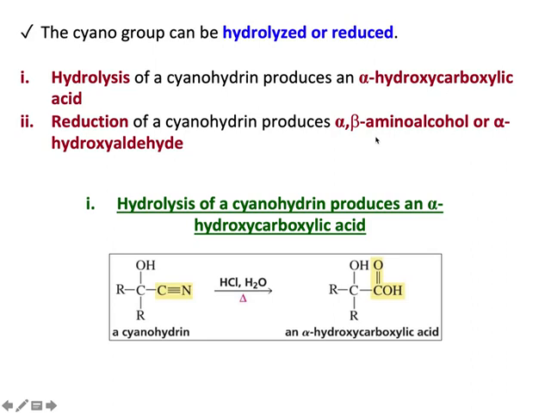Okay, look at the first, hydrolysis of cyanohydrin. From the previous, we get the cyanohydrin product from aldehyde or ketone. So now from the cyanohydrin form, we hydrolyze by using water and strong acid HCl to produce alpha-hydroxy carboxylic acid. This one is the alpha carbon, because the OH is attached on the alpha carbon, and this one is the carboxylic acid. So you get the end product alpha-hydroxy carboxylic acid.